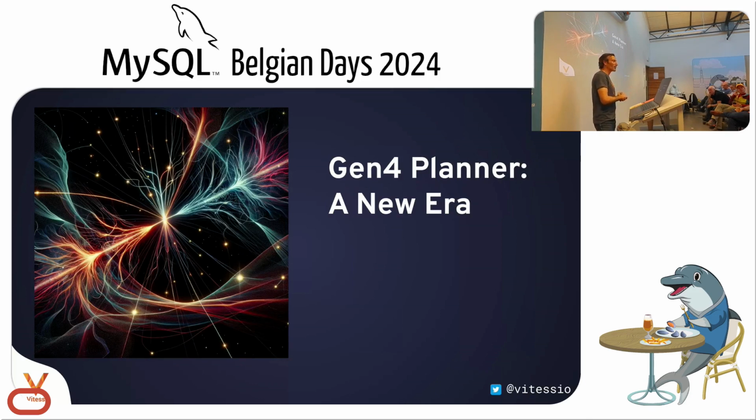I started working on the Vitess project in 2018, and my background was that I wrote a planner for Neo4j, a graph database. So I started looking at the planner. I said, this is something I could work on. So I started working on Gen 4. Gen 4, I started from the bottom up.